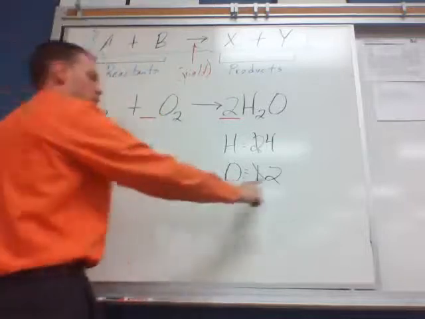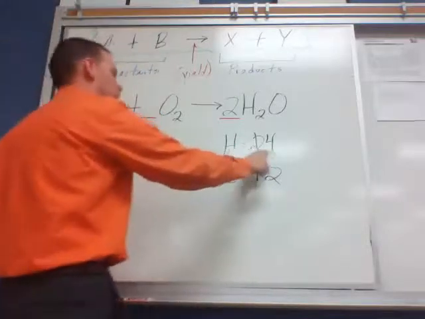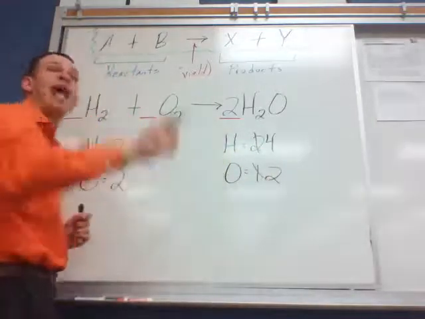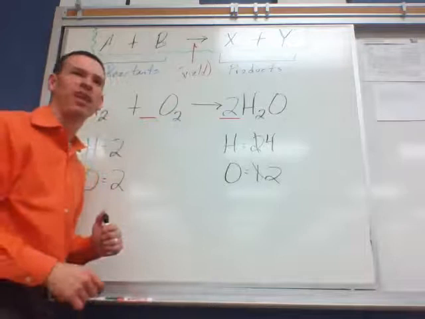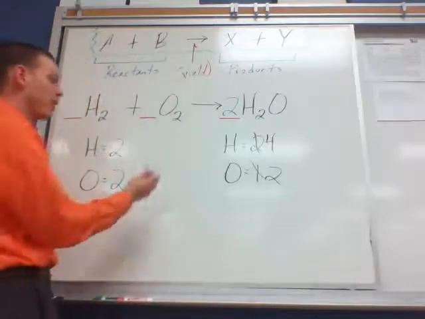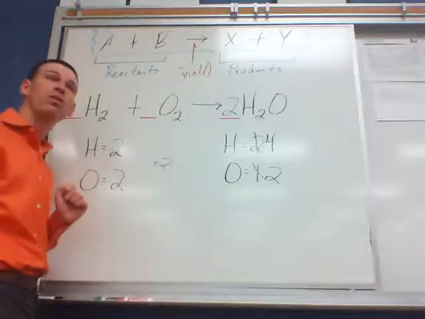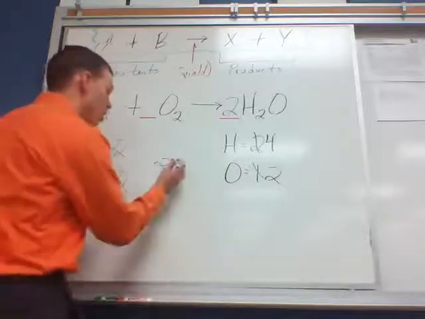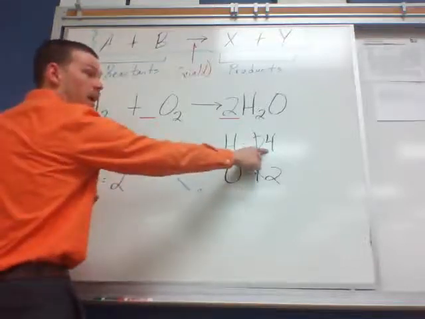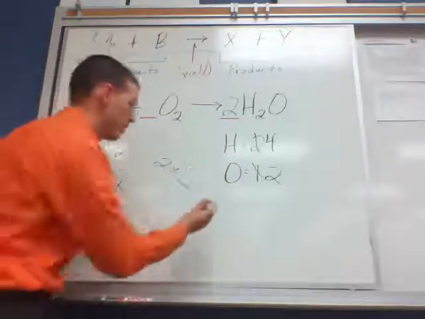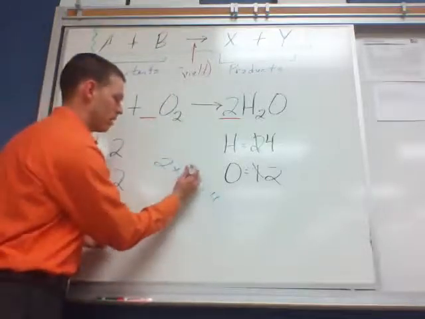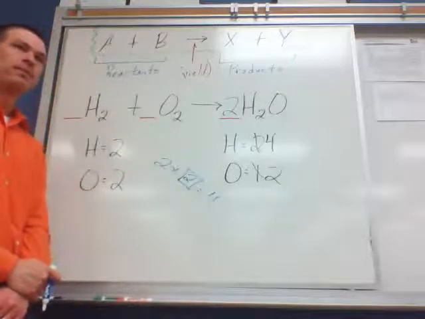The oxygens are both a 2. The hydrogens are not. Which hydrogen am I going to fix? The reactant side. Ooh, she used a chemistry word. I like that. The reactant hydrogen. And it's the same question. This reactant hydrogen is currently a 2. I want that 2 to multiply by something to turn it into a 4, because that's what it is on the other side. What's the answer to this arithmetic?